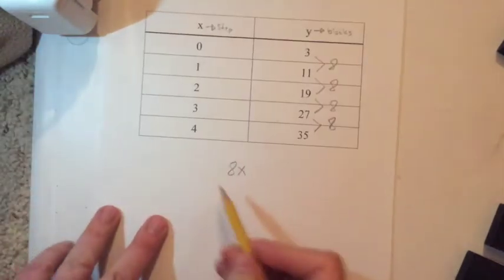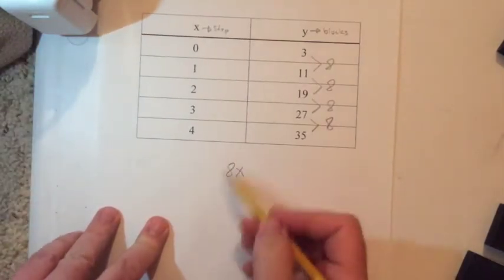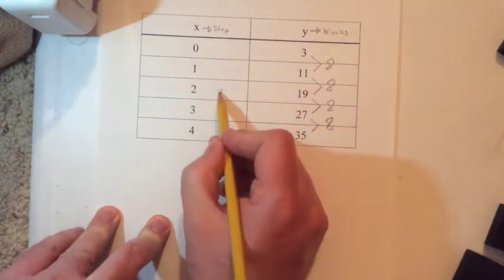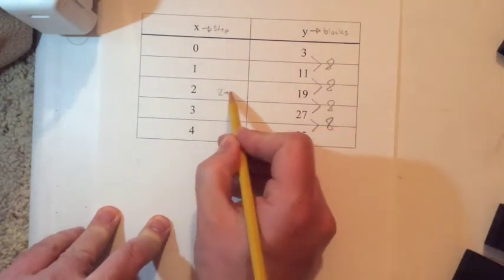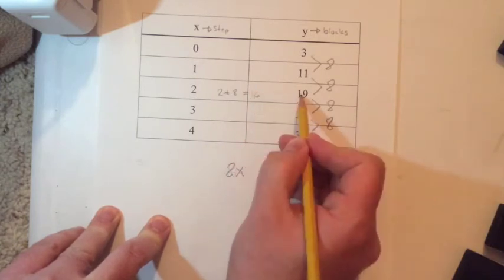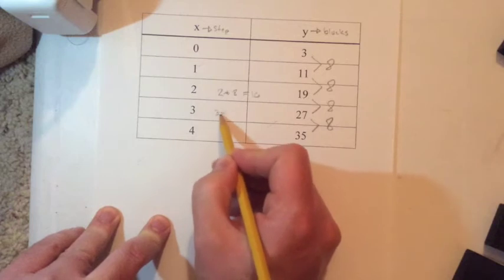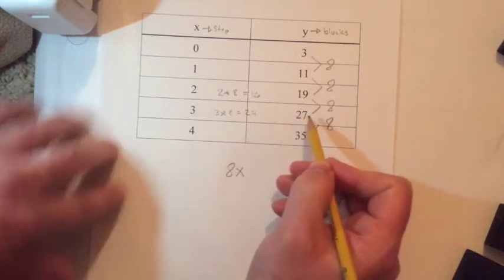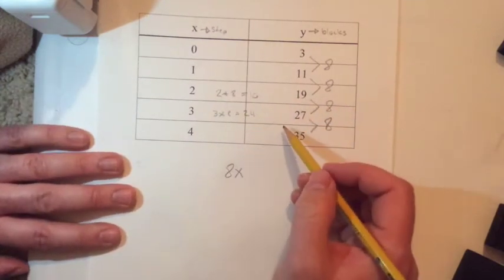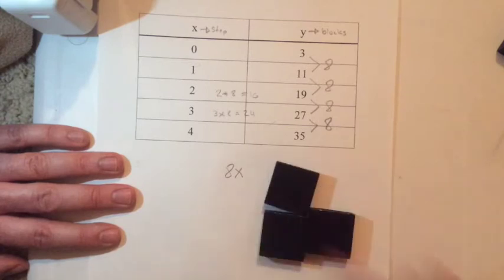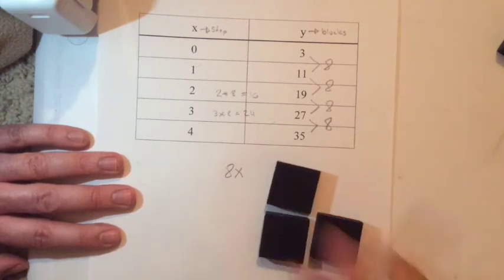All right, so there's my first part of my rule. But this doesn't work by itself, because 2 times 8 is 16, not 19. And 3 times 8 is 24, not 27. So what's the last part of the rule? Well, the last part of the rule is that extra pile that we had sitting there. Now, we know the extra pile is 3 because we looked at it earlier.